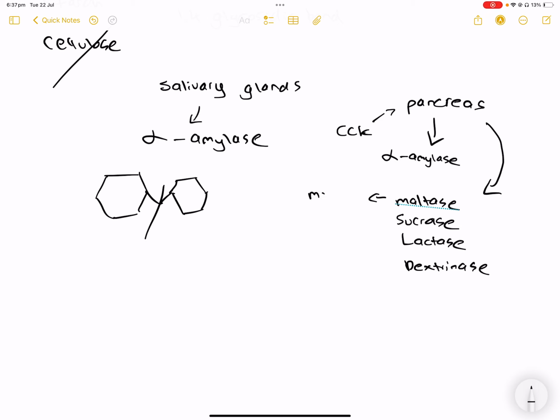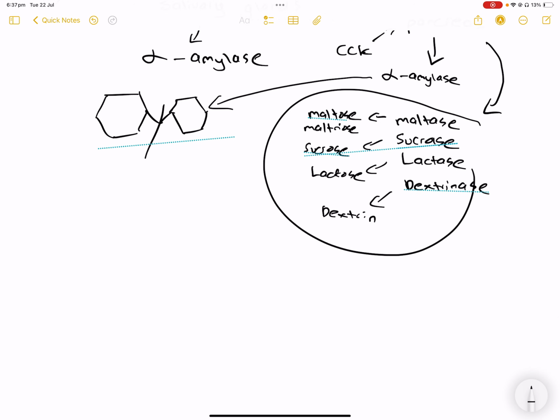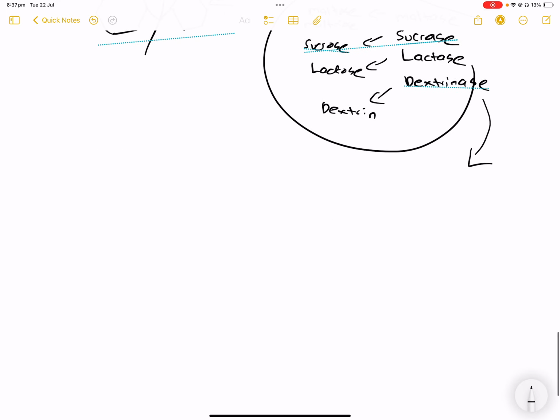Maltase breaks up maltose and maltotriose. This breaks up sucrose. This breaks up lactose. This breaks up dextrin. So all these enzymes and the alpha amylase that acts to break the 1,4 glycosidic bond further, continue to break it, acts to give us the 3 forms of monosaccharides we want: glucose and galactose and fructose, sorry. The 3 monosaccharides we want.